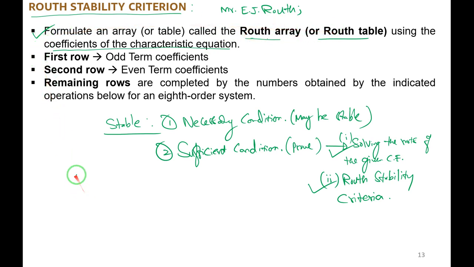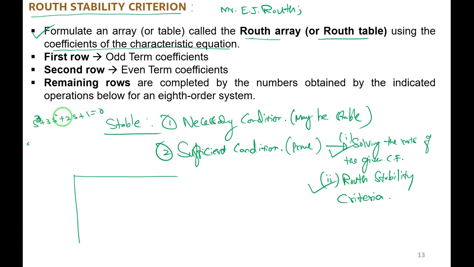Then, yes, if the Routh array is there, let me take it like this, right? Let me take s power 4 plus 3 s square plus 2s plus 1 equal to 0. So s cube is missing, right? So let me add, okay, let me make this as s cube only. s cube plus 3s square plus 2s plus 1.